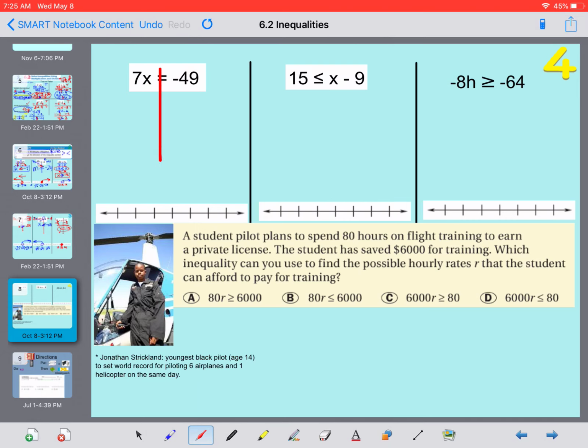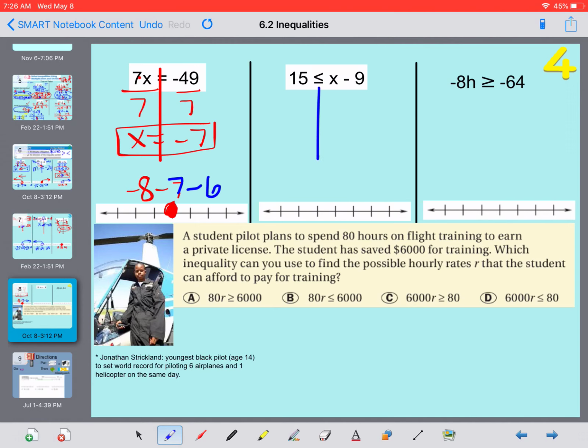One more just like that. The opposite of multiplying is dividing. We're dividing by 7. X equals negative 7 because 7 times 7 is 49. So on our number line, we would just have a circle at negative 7. Oops. I don't know why that stopped writing.